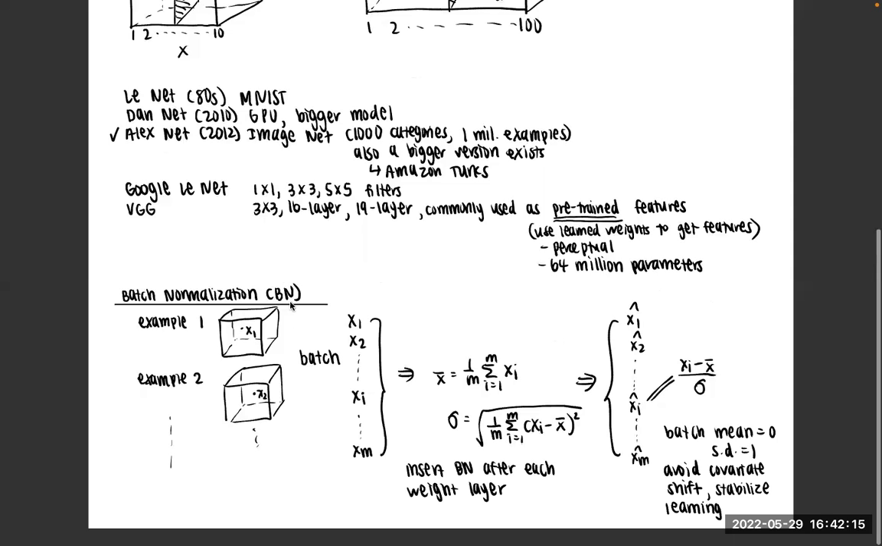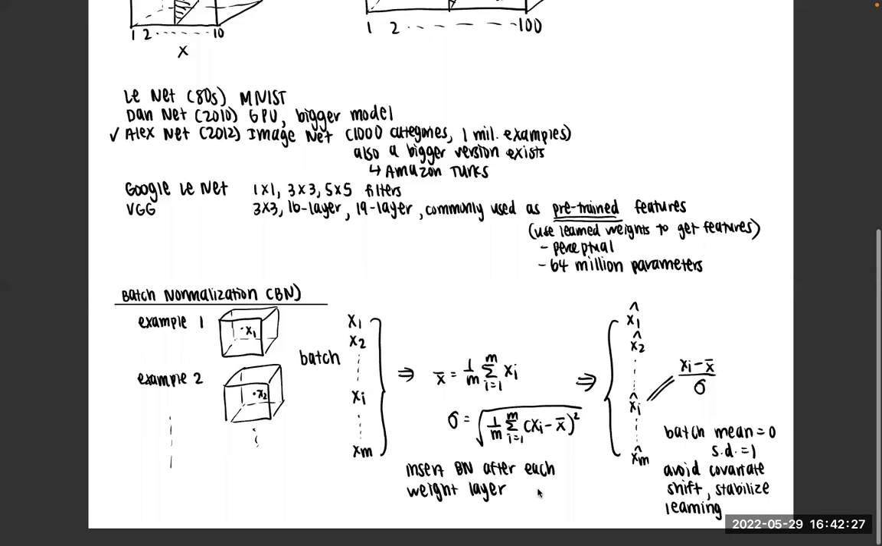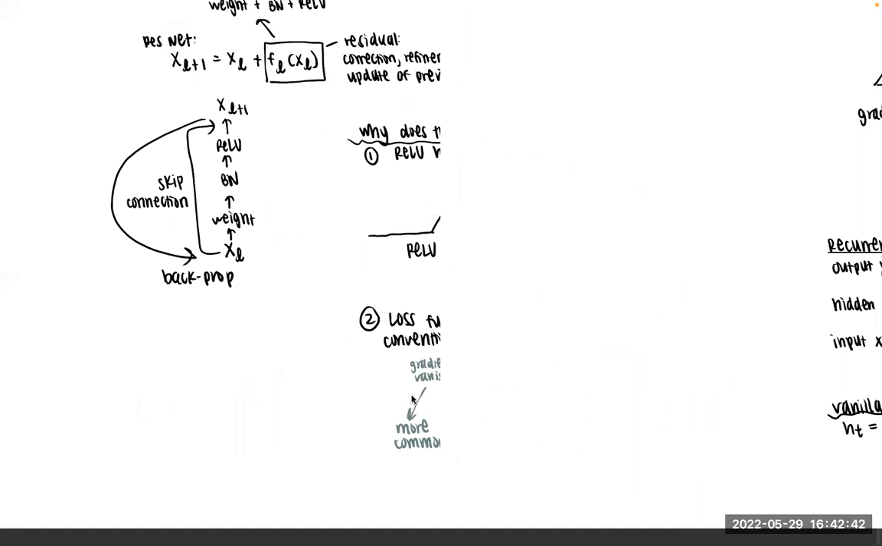People also use BN to abbreviate batch normalization. You can insert this batch normalization after the weight layer, and maybe before the ReLU layer, or there are different ways of doing that. But the key idea is to avoid the overall shift of the statistics of the input X. Okay, let me go to the next page.